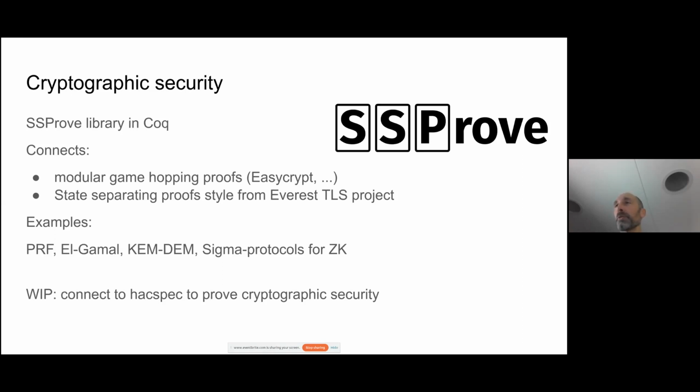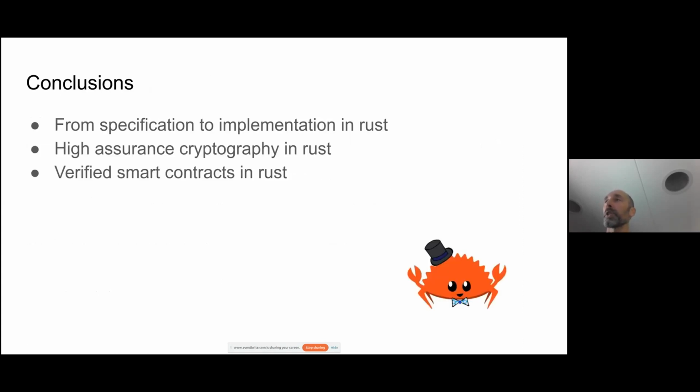We've already done this for parts of the TLS implementation, the KEM-DEM. This is just a small part, but it's still a substantial protocol. But we also did Sigma protocols, for example, which are used in zero-knowledge proofs. So again, as I said, we're in the process of connecting this to the Rust language. So just to wrap up, we can go in Rust from a specification to an efficient implementation in Rust.